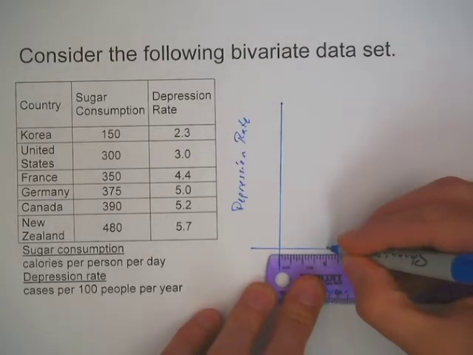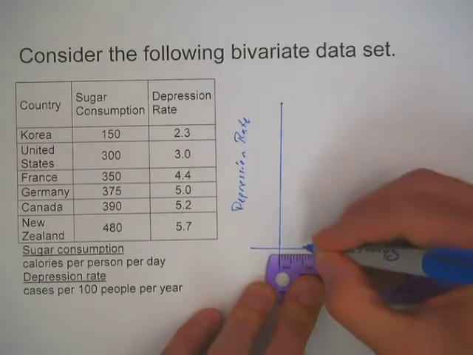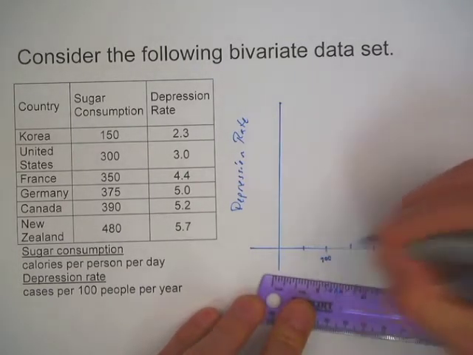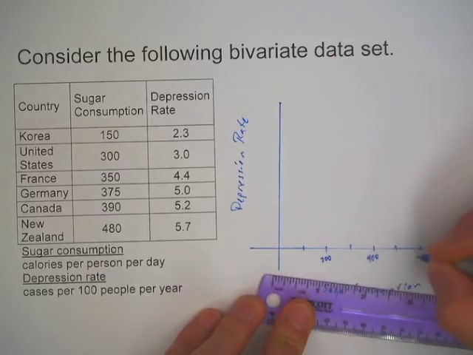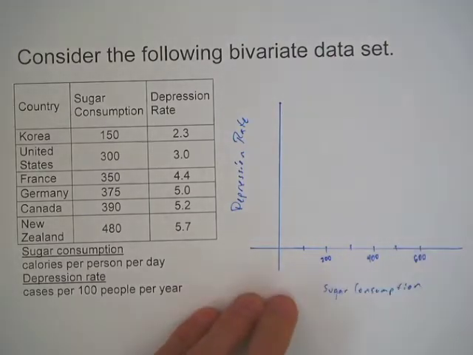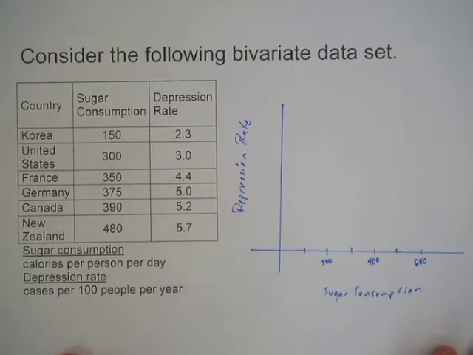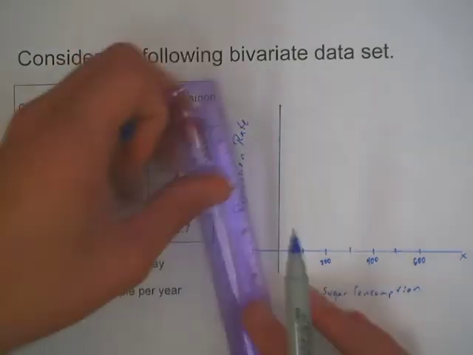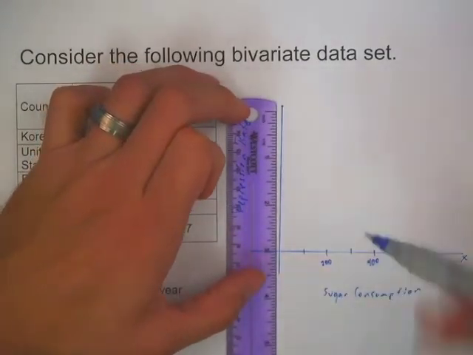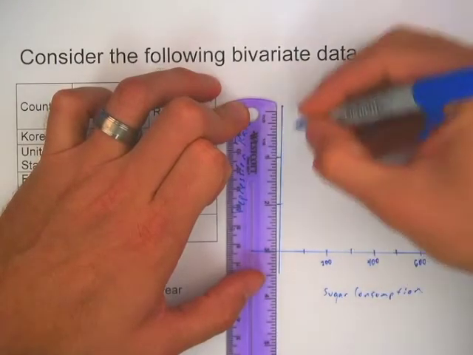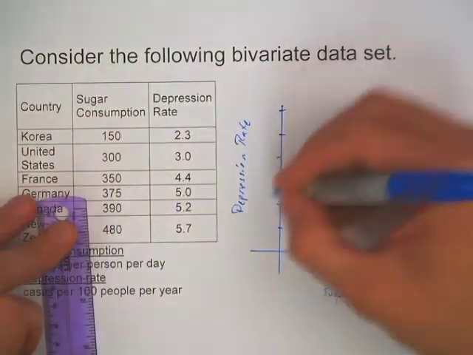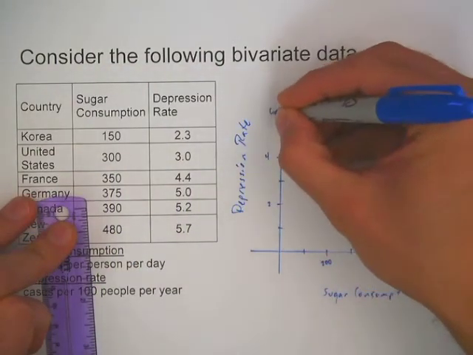I'll count by hundreds, and then I'll label every 200. So we have 200, 400, 600. That represents my sugar consumption, the x-axis. Now on the y-axis, I'm going to represent my depression rates. I think I'll just count by ones, and maybe I'll label every 2. So 2, 4, 6.